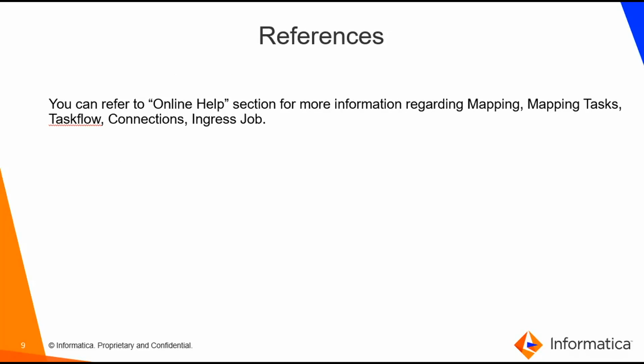So here ends the demonstration. For any of the configuration regarding mapping task, task flow or connections or ingress job, you can refer to the online help section. This online help is available in the UI itself. When you open any of the consoles like B360 console, C360 or data integration, on the top right hand side there is an online help section. You just visit the section and search for mappings or search for these keywords, and you will get the content about it.